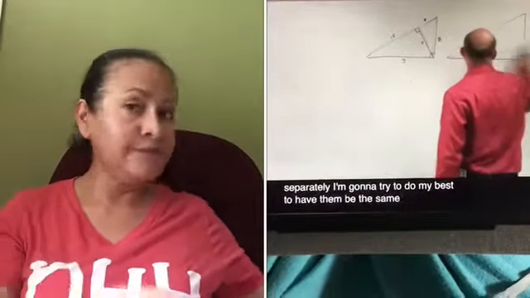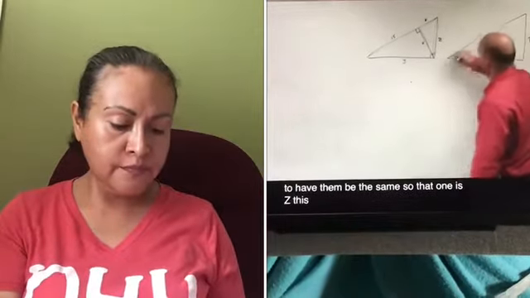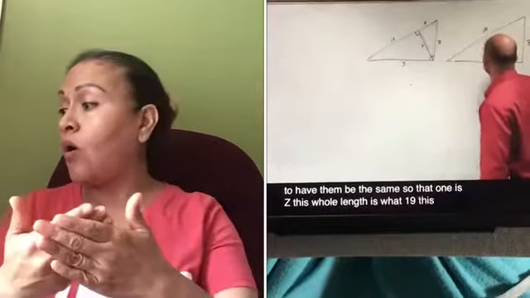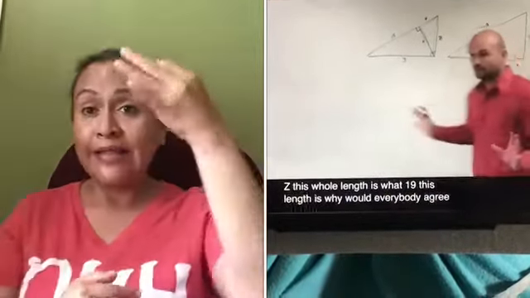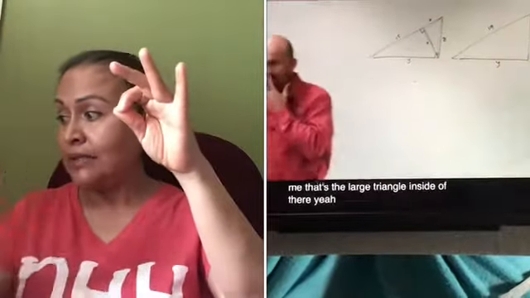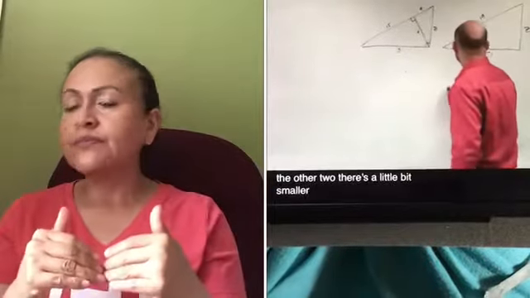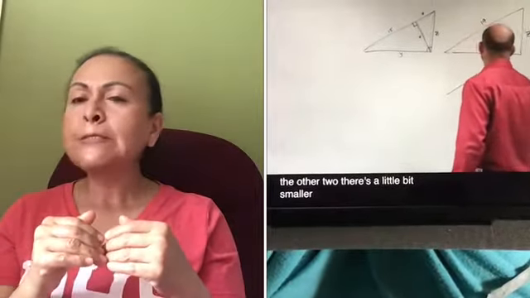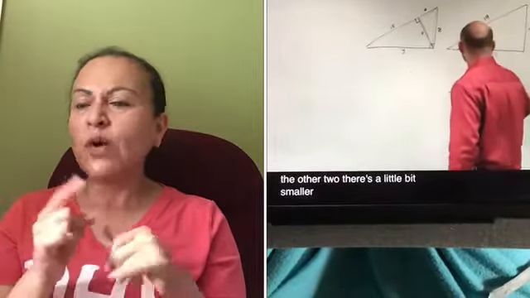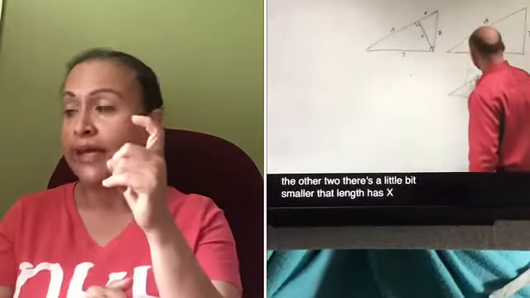So that one is Z. This whole length is what? 19. This length is Y. Would everybody agree with me? That's the large triangle inside of there. Okay. So now let's just draw the other two. So it's a little bit smaller. That length has X, 15, and Y.